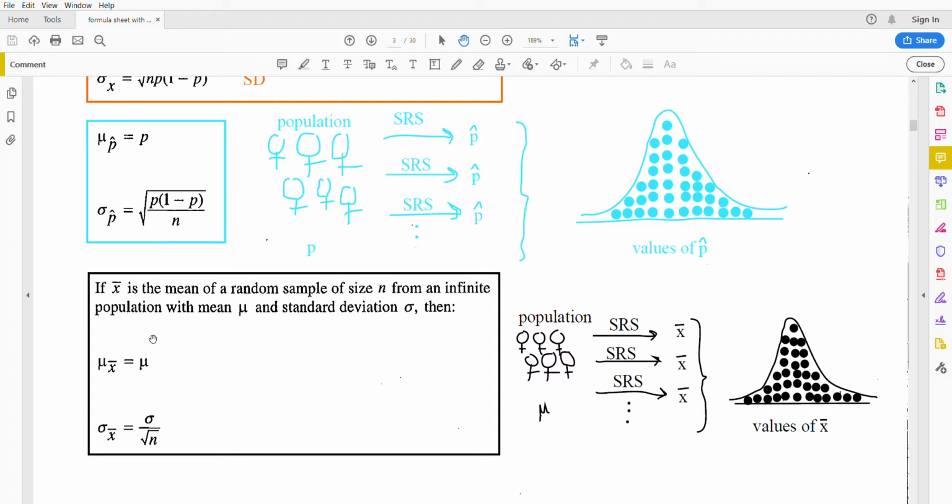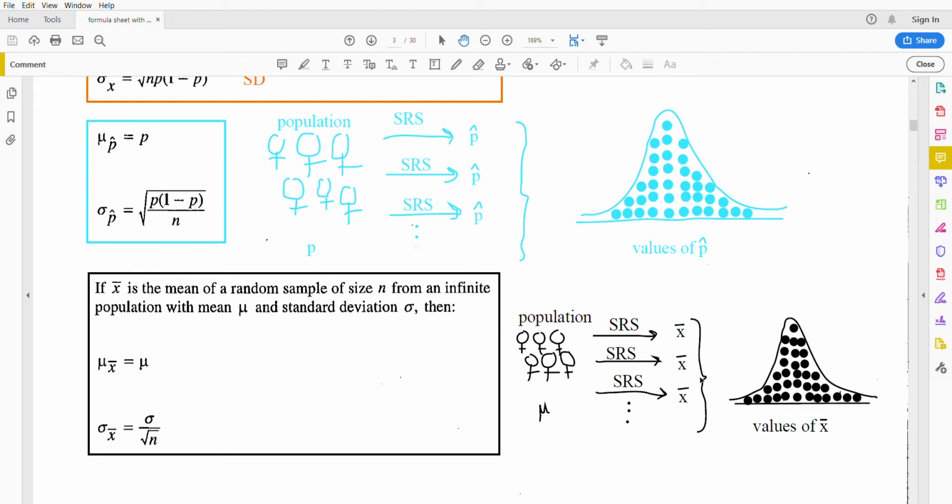The next two formulas that I've sectioned off here in black are for the sampling distribution of x bar, the sample mean. Same kind of idea. We've got some large population, thousands or millions of individuals, and in that population there is some true mean, some population mean mu. We take multiple samples from that population. For each sample, we calculate a sample mean, which, again, will all be slightly different from each other.